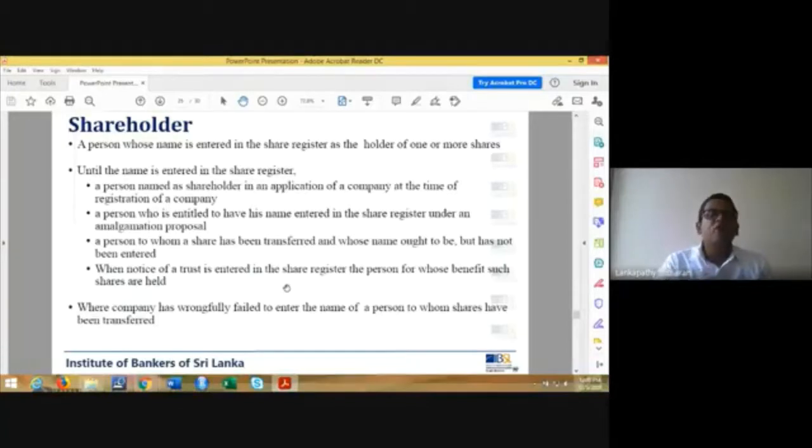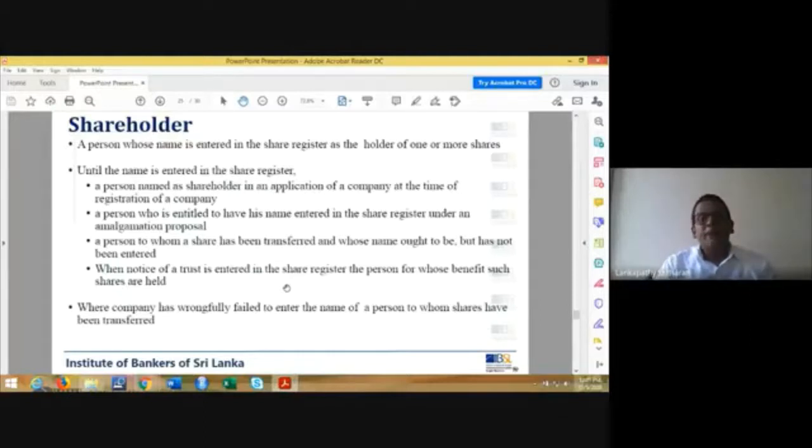Sometimes two companies may get amalgamated. At that time also, until they register into the share register, the person is entitled to hold the name as a shareholder. When notice of a trust is entered in the share register, the person for whose benefit such shares are held, for example, sometimes a trust may hold the shares on behalf of a particular person, then that person can be considered. So until entered in the share register, they can be entitled as a shareholder.